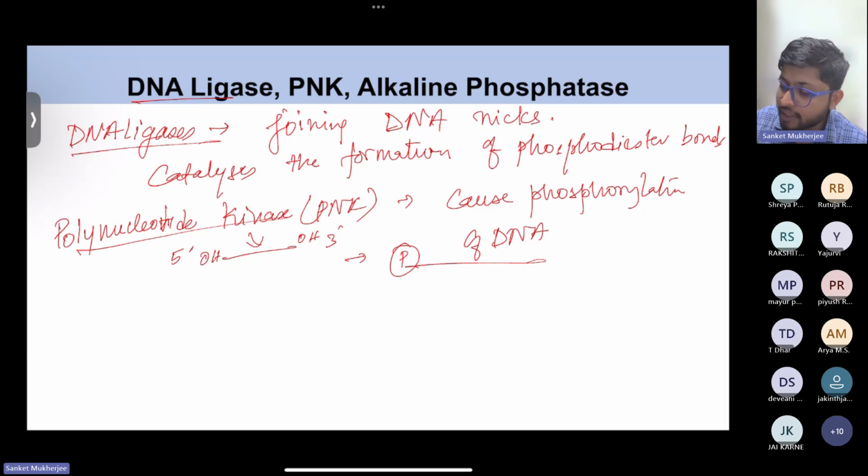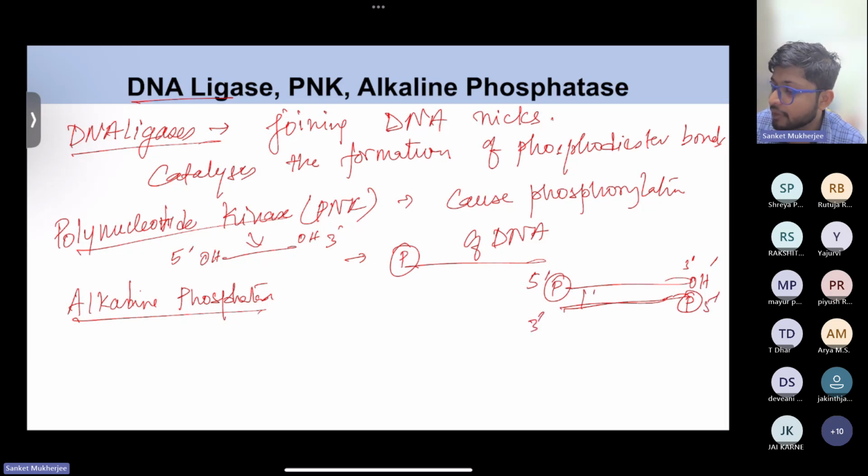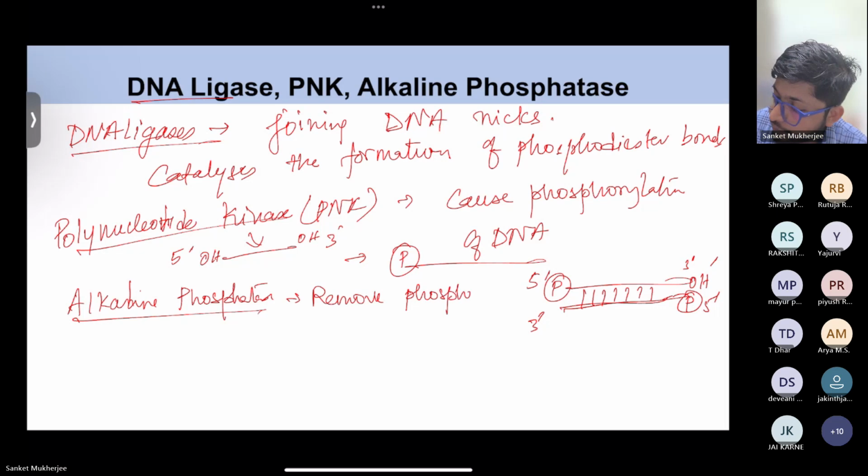Another very important enzyme is alkaline phosphatase, which has the opposite role of polynucleotide kinase. In DNA, there is always a phosphate group at the 5' end, and on the 3' end, there is a hydroxyl group. It's double-stranded, so it will be like this. This is 5', this is 3', and there are complementary bonds. Now, alkaline phosphatase will remove the phosphate from the 5' end. So these phosphates will be removed. It will basically be like this.